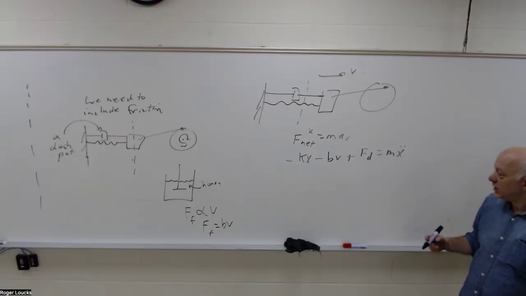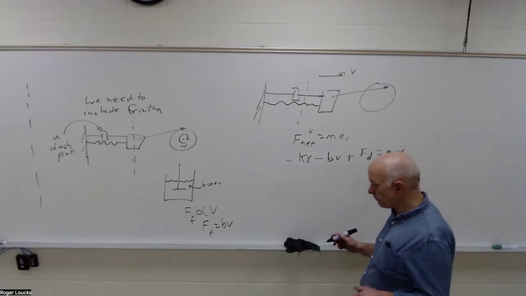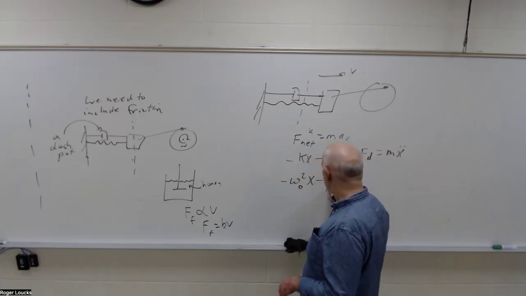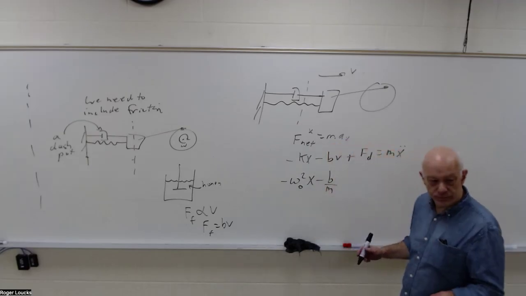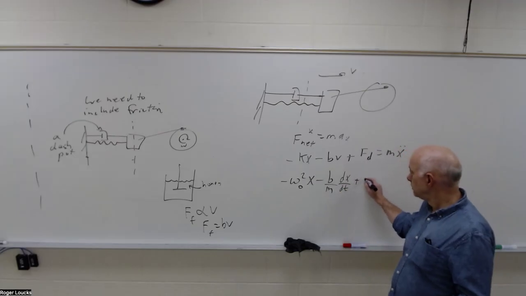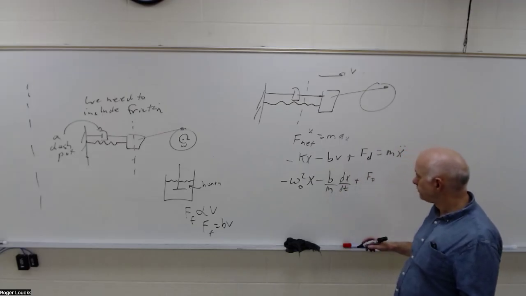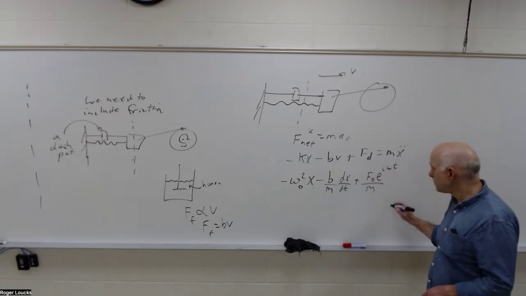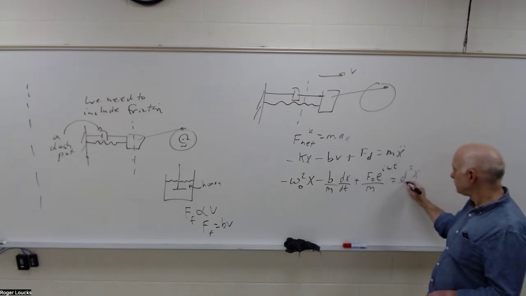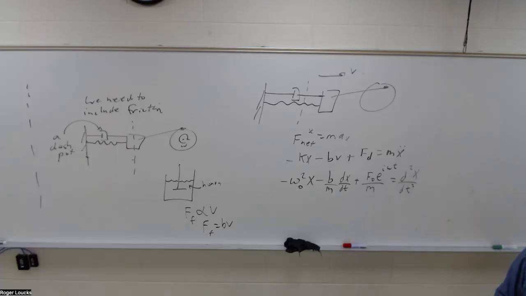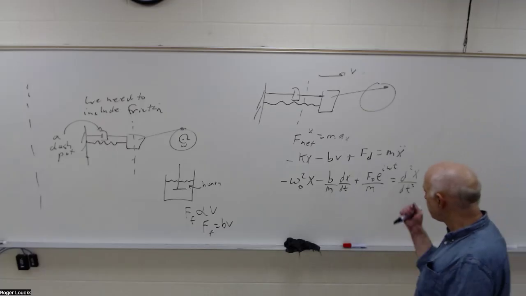Okay. Now we divide everything through by m, because we want to write this in terms of omega naught. Here, minus b over m, and v is going to become dx/dt. This is my f naught, times e to the i omega t, over m, equals this right here. Does that make sense? So we rewrite this as this.